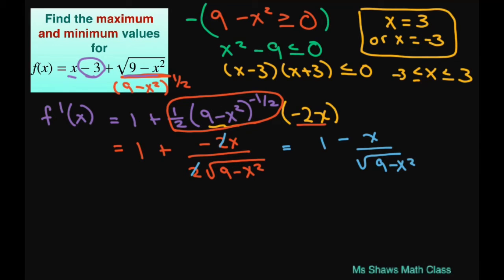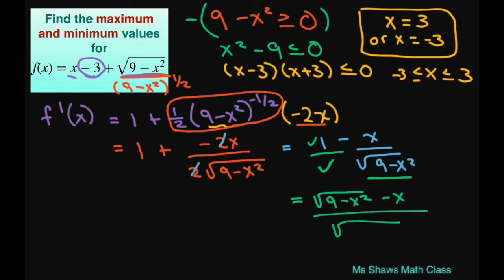Sometimes it's easier if we get a common denominator here. So I have to multiply the numerator and denominator by that. We could write this as square root of 9 minus x squared minus x, divided by square root of 9 minus x squared. It just makes it a little easier.